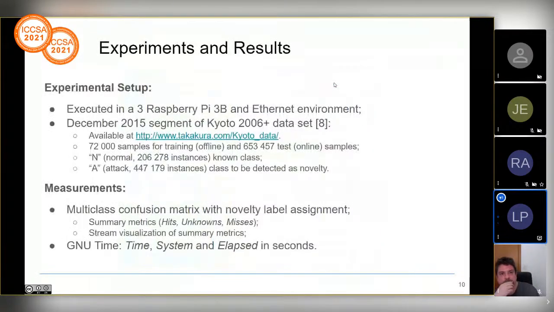In our experiments, our setup was a 3 Raspberry Pi 3B cluster over Ethernet on the December 2015 segment of the Kyoto 2006 intrusion detection dataset. This dataset was treated and then split in 10% for training and with only normal class and 90% for the test with majority attack class. We chose this distribution to highlight the novelty detection aspect, as our goal is to detect never seen before attacks. For the quality measurement, we use multi-class confusion matrix with novelty label assignment as its derived matrix. For scalability, we use GNU time measurements as we have a fixed size test dataset.